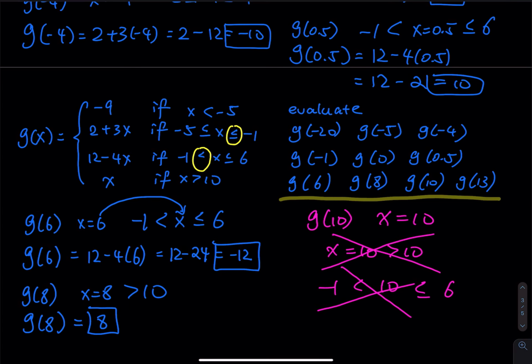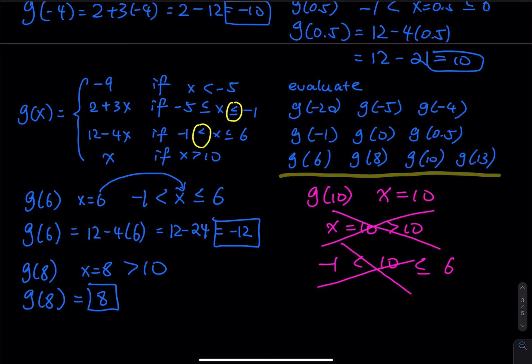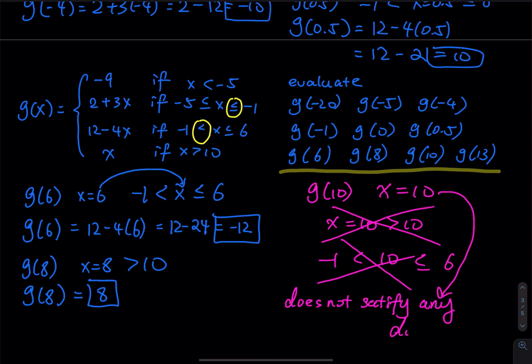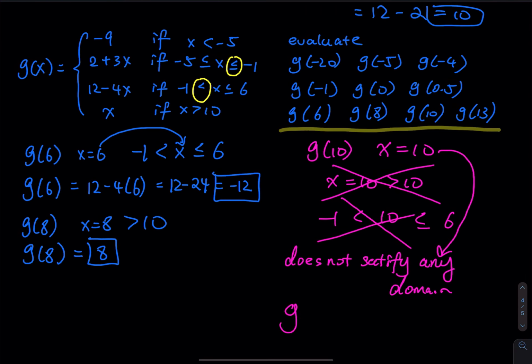So what does that mean? That means x equals 10 does not satisfy any domain. So what does that mean? That means g of 10 is undefined. I am not able to find a room when x equals 10.